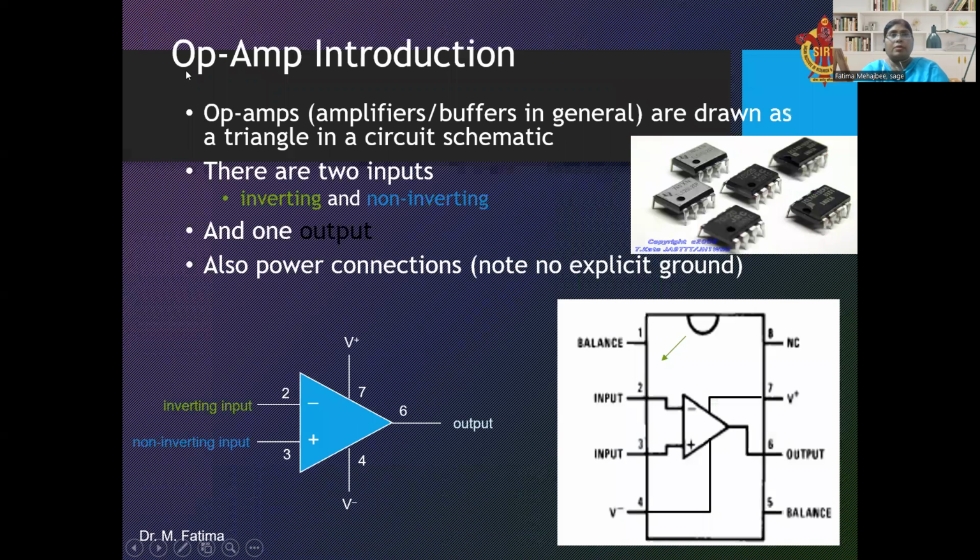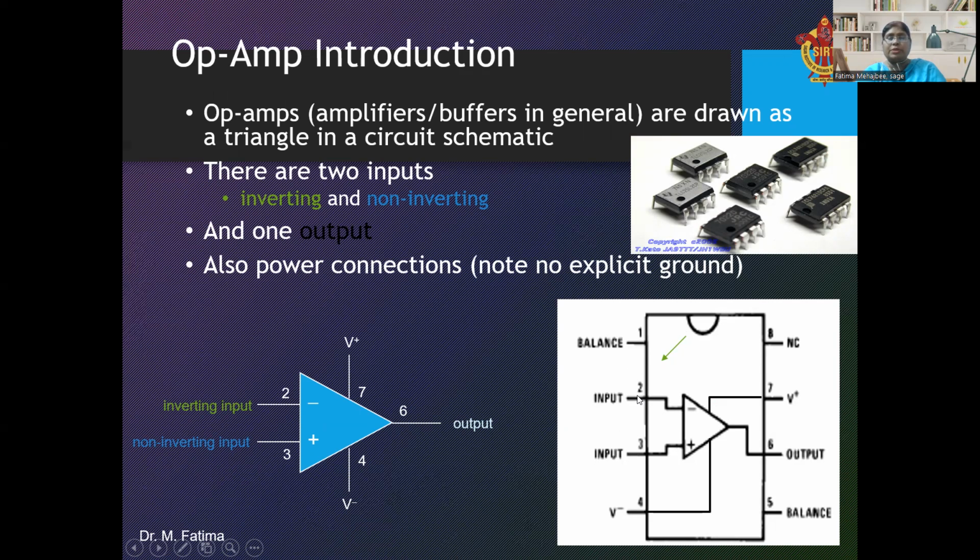Now the operational amplifier is available in the form of IC. This diagram is showing the pin configuration of the 741 operational amplifier IC. The most popular op-amp IC is the 741 series. This is showing the pin diagram of the operational amplifier: pin number 1, 2, 3, 4, 5, 6, 7, 8. Here pin number 1 and 5 are used for balance or offset null.